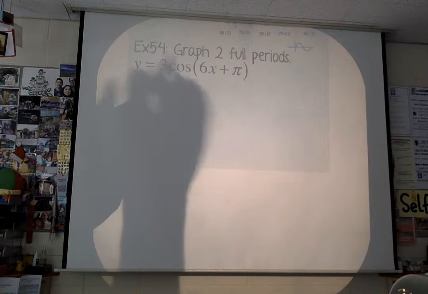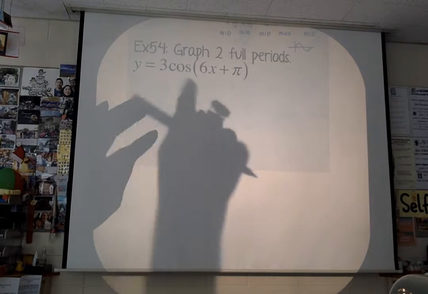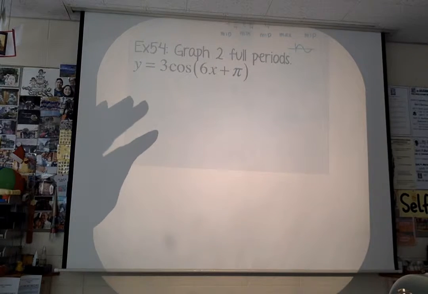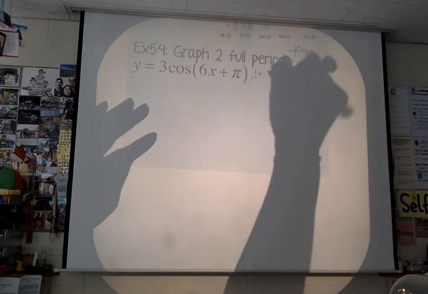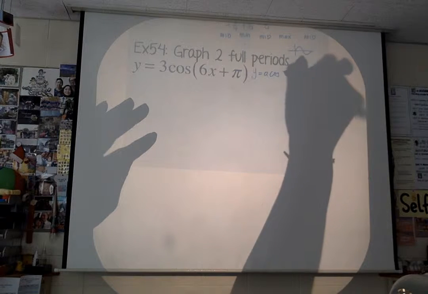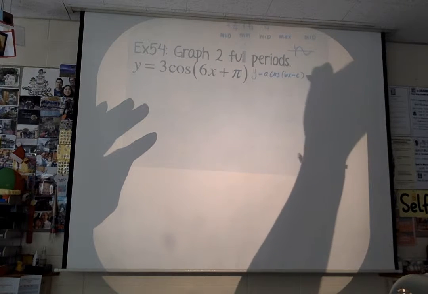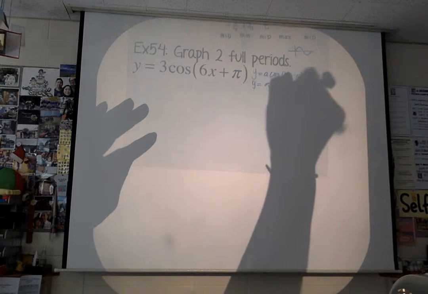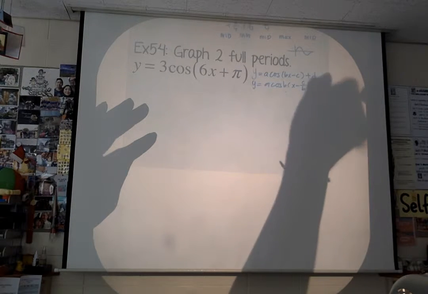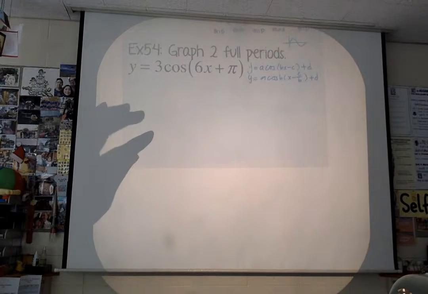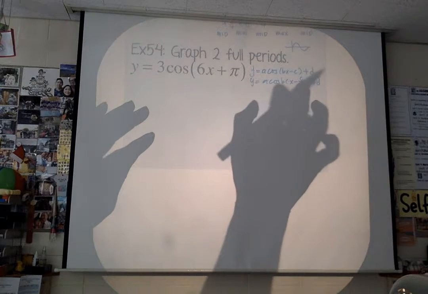It says right here, example 54, graph two full periods, y equals 3 cosine (6x plus pi). This indicates that there was a phase shift, and let's also write the equation again. y equals a cosine (bx minus c) plus d, or y equals a cosine b(x minus c over b) plus d, okay? Whatever you like. I actually like, I told you, this way.